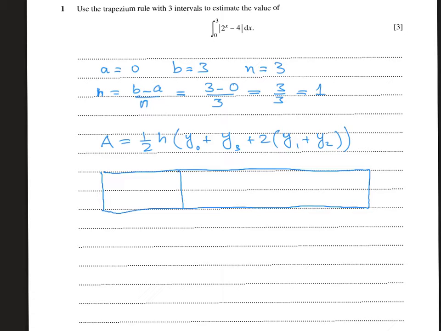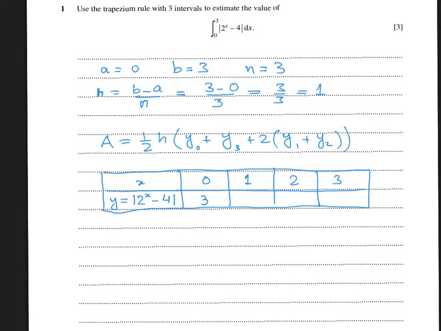Here we have x, and then the value of y, where y is the function, which is the modulus of 2 to the power x minus 4. x starts from 0. The difference between the intervals is 1, so the next values are 1, 2 and 3, and we have to evaluate y at these points. When x is 0, inserting the value into the expression, 2 to the power 0 is 1, minus 4 is minus 3, but since we have the modulus, that makes it positive 3.